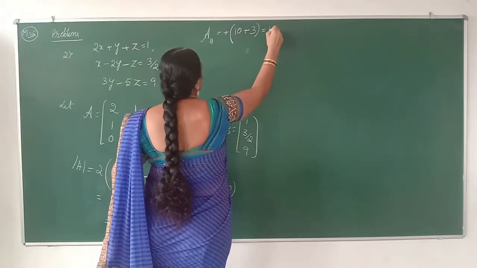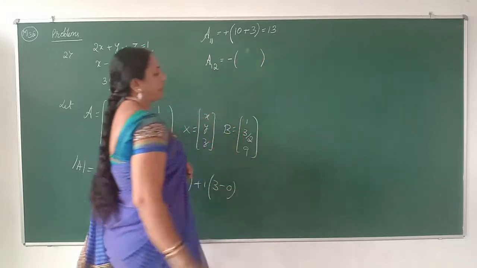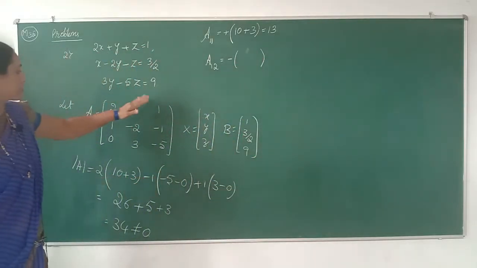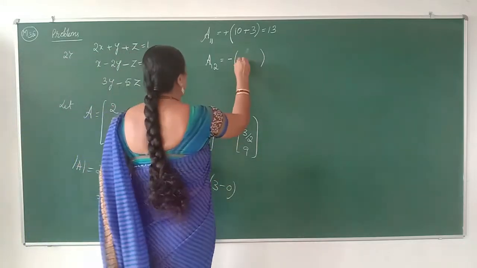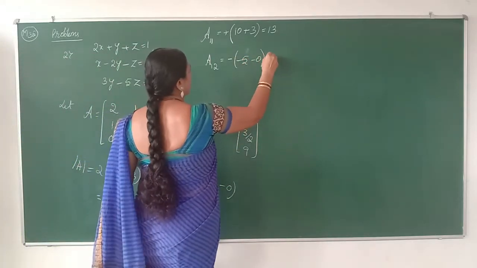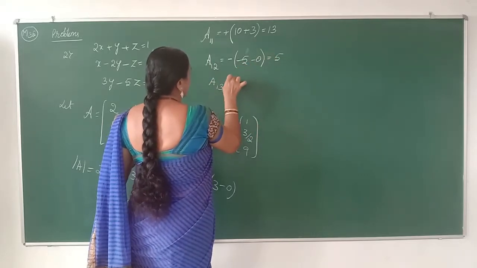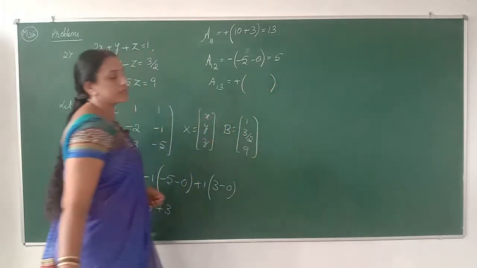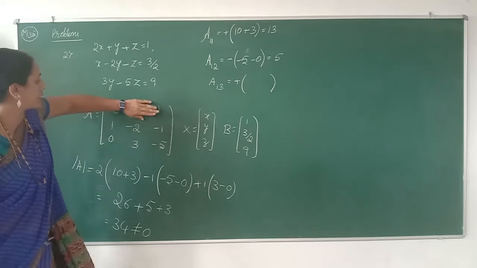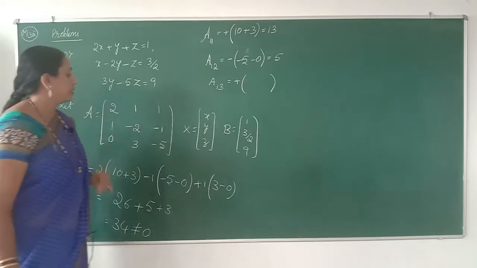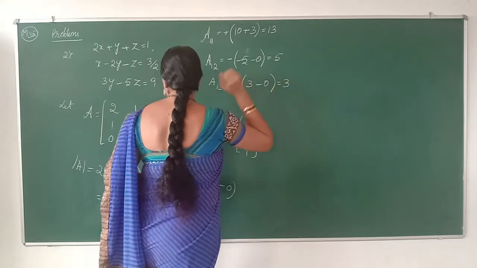10 plus 3 is nothing but 13. A12 is multiplied by minus, and it's the element of first row, second column, and these get neglected. Remaining are minus 5, minus 0. That is minus into minus is plus 5. So A13 is multiplied by plus, and it's the element of first row, third column, and these get neglected. Remaining are 3 minus half 0, it will be equal to plus 3.